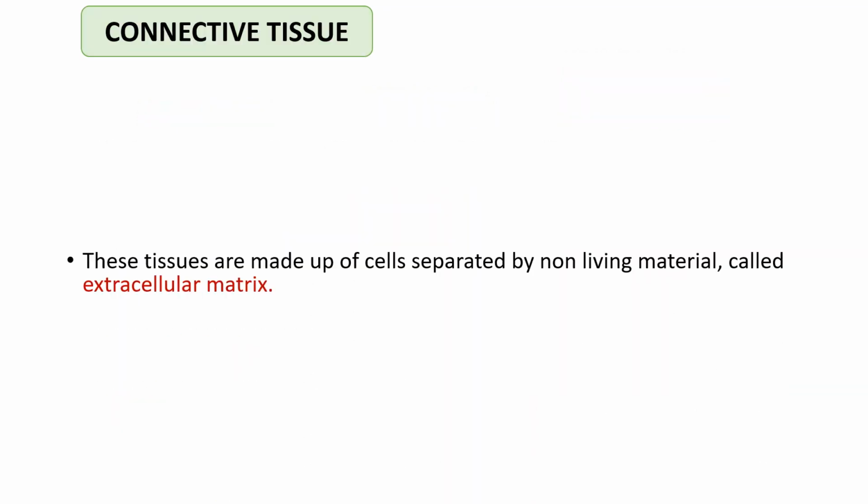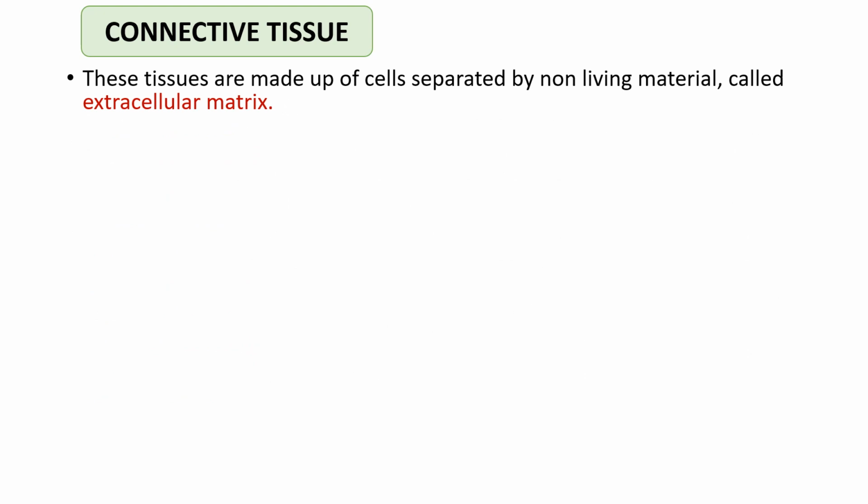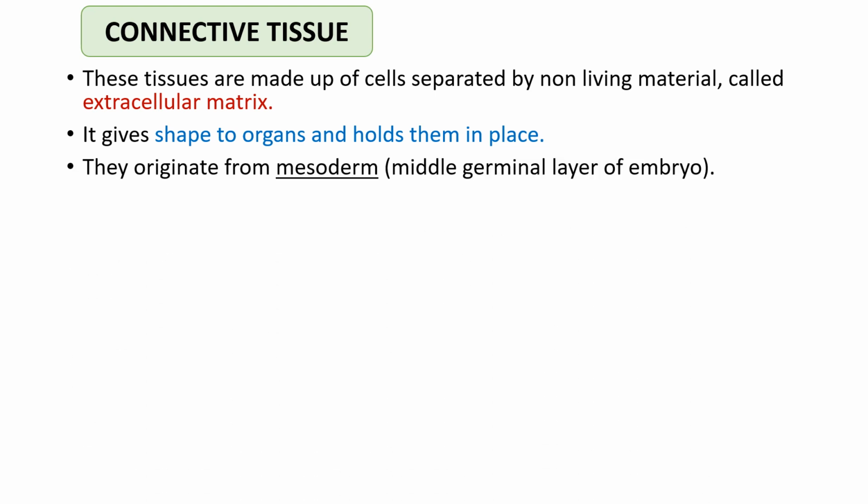Second type is connective tissue. These tissues are made up of cells separated by non-living material, which is called as extracellular matrix. This matrix can be liquid or rigid. It gives shape to organs and holds them in place. They originate from mesoderm. It is composed of extracellular fibers, ground substance, and migrating cells.